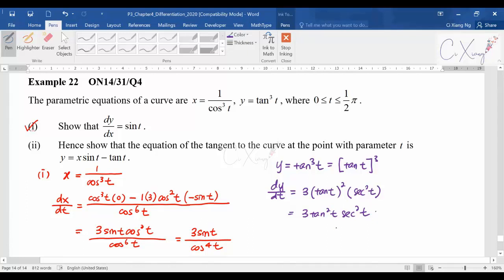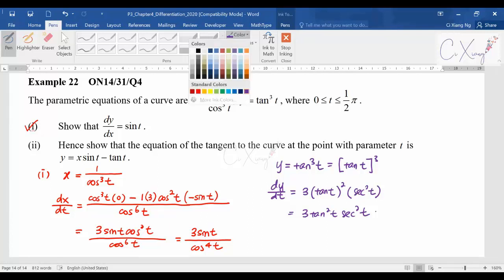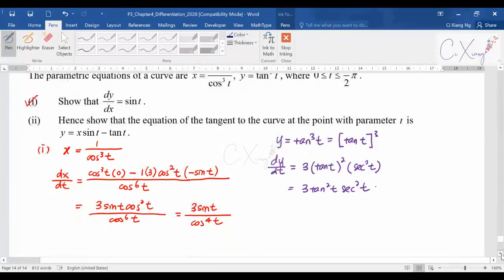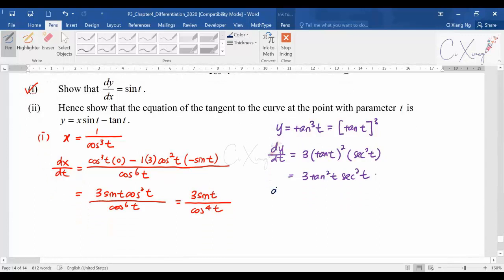Alright, then now let's continue. They want you to prove that dy dx is equal to sine t. So what is dy dx? dy dx means dy dt multiplied with dt dx. So dt dx is the reciprocal of dx dt, which means cos power 4t divided by 3 sine t. My final answer that I want is sine t.